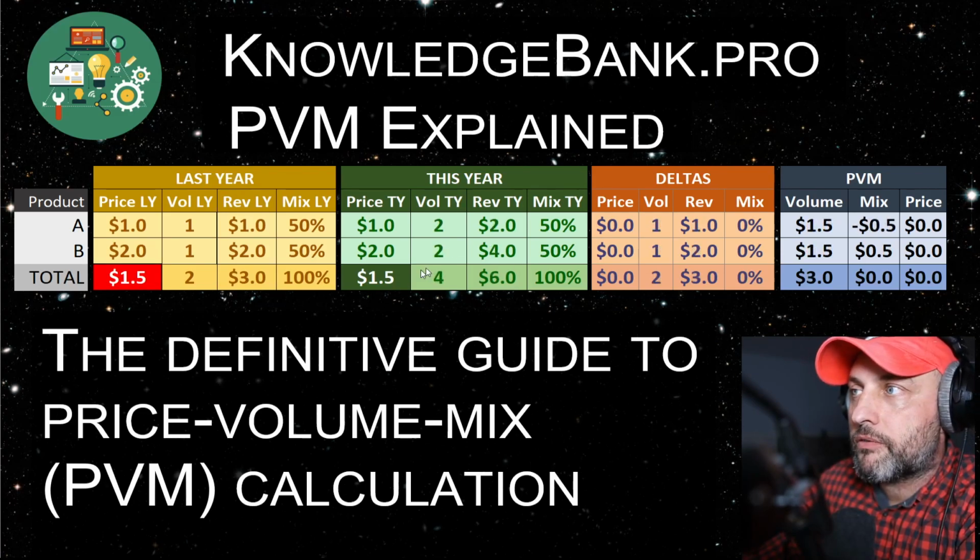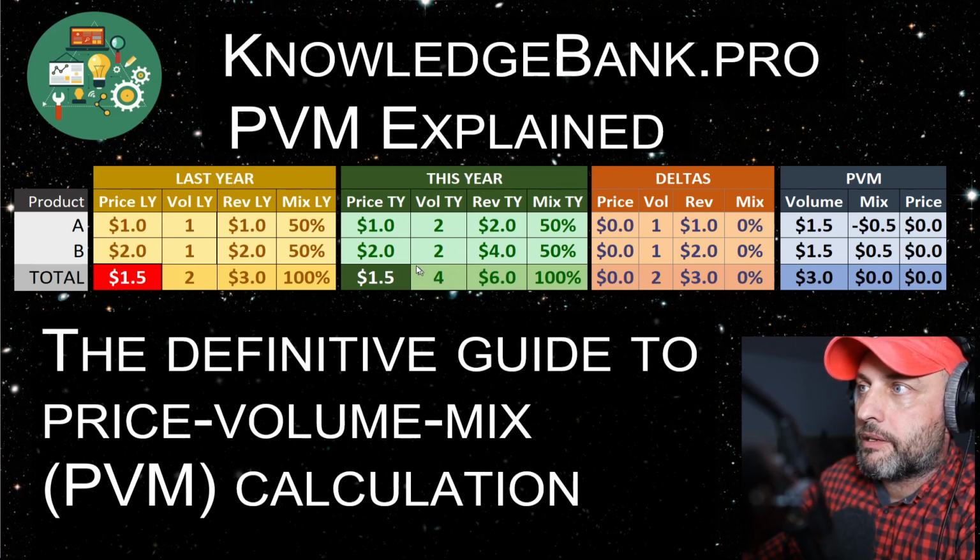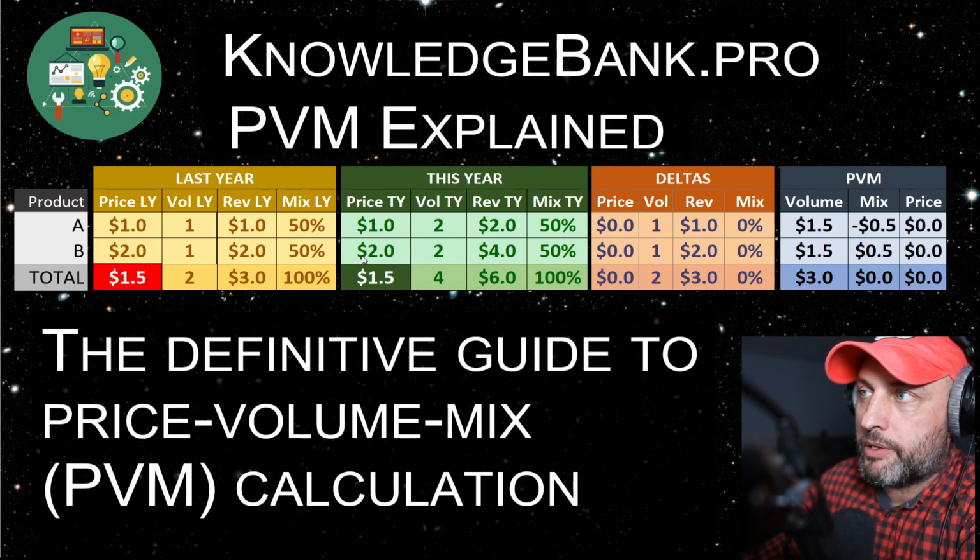So now that I've entered 2 and 2 for volume this year, we see that my total units is 4, so the volume has changed. The price hasn't changed because price was not adjusted. We still have 1 and 2. And you can see that mix is still 50-50. So even though the overall number of units went up, the distribution of units by product stayed exactly the same.